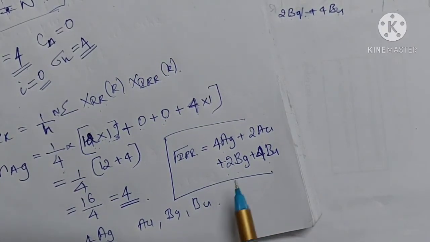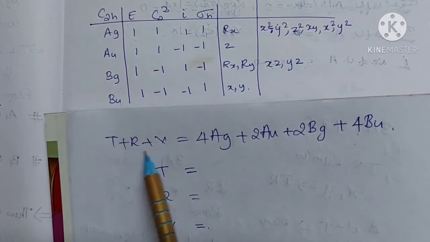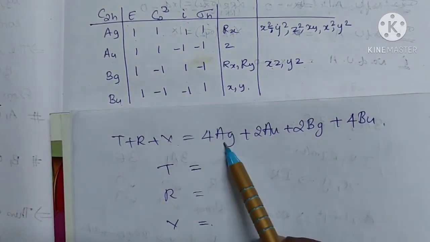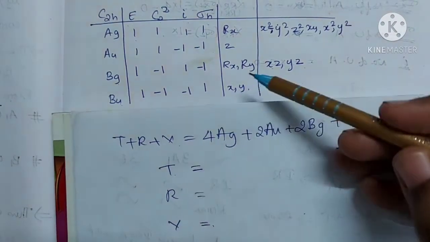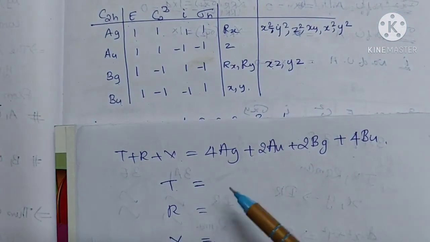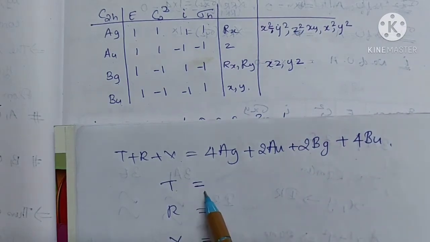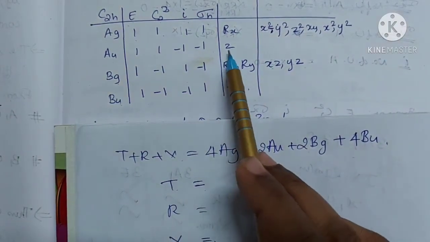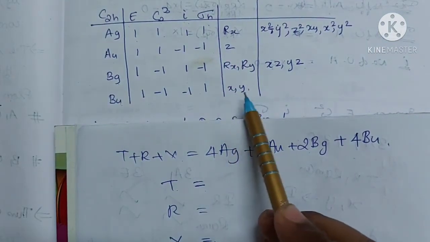Now we have to separate the translational, rotational and vibrational modes of motion. Together we have this irreducible representation. For translational, we should check in the character table whether we have x, y and z. For rotational, Rx, Ry and Rz. The remaining will give the vibrational modes. So for translational motion, in the Au we have z, and in the Bu we have x and y.